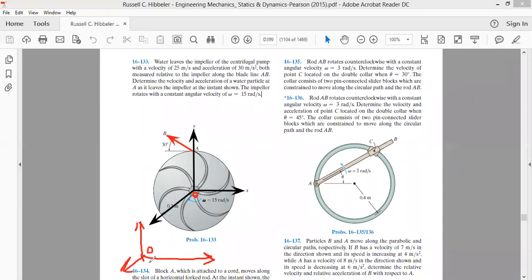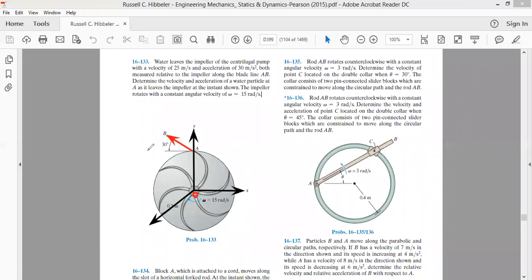We can select, let this be our ground frame of reference and let this be our rotating frame of reference, though we are free to choose. But to make things easy, we usually select the ground, and the ground as well as the rotating frame of reference are selected at the same origin. So we say let O be the origin of our ground as well as the rotating frame of reference.